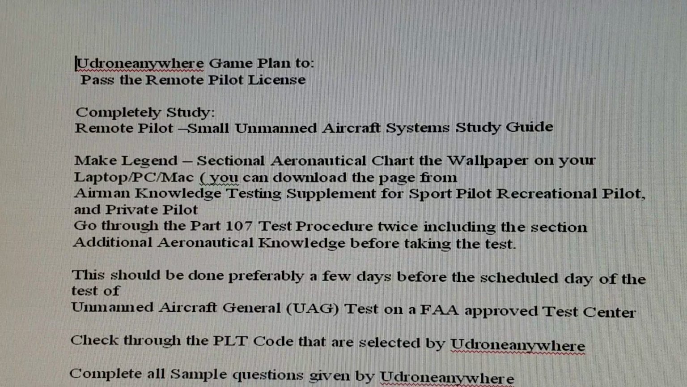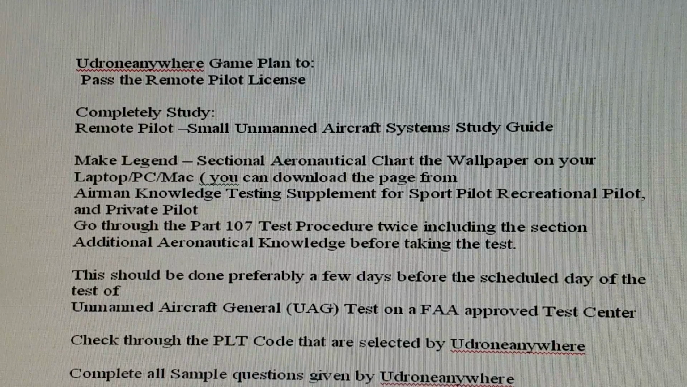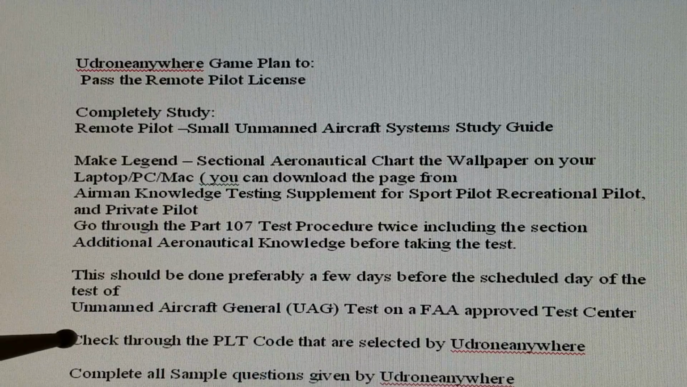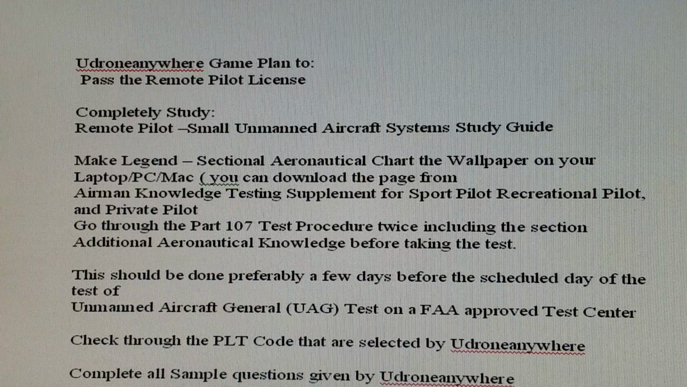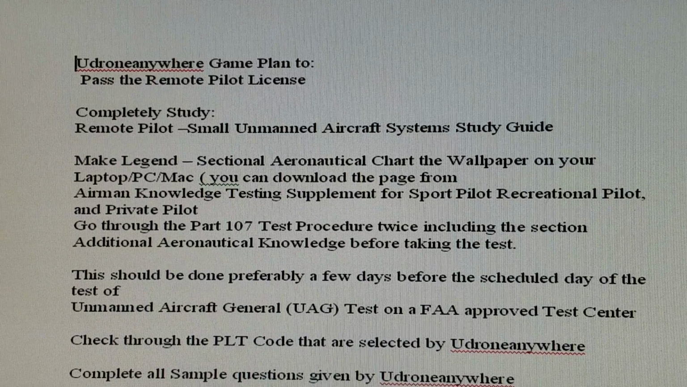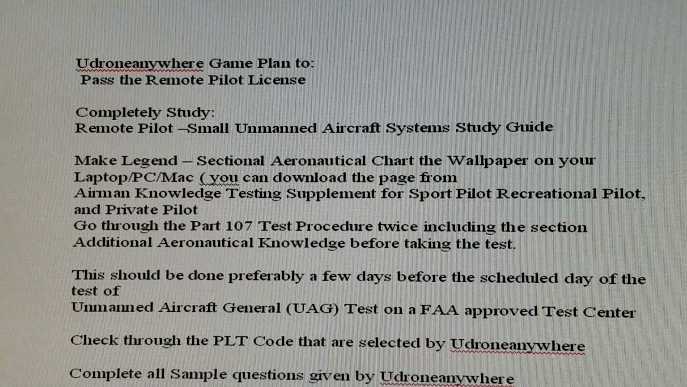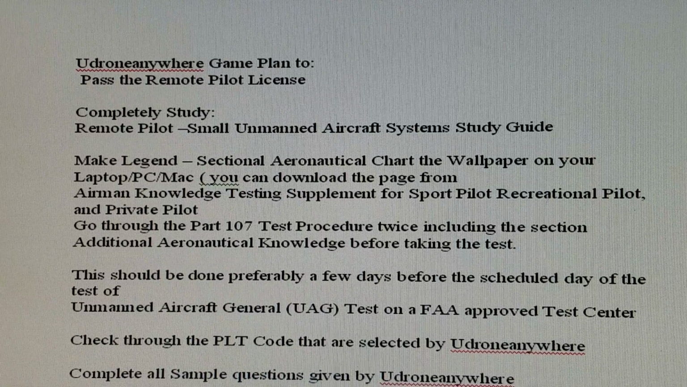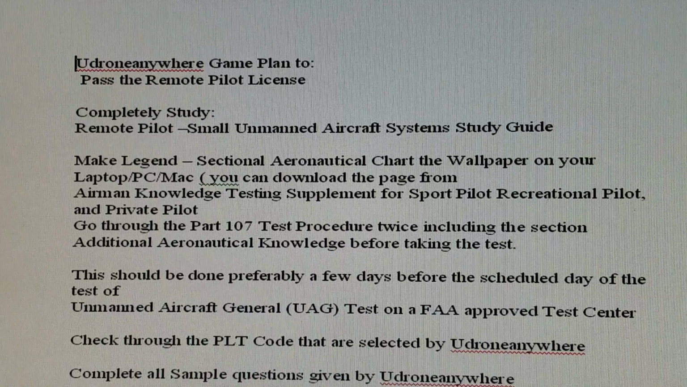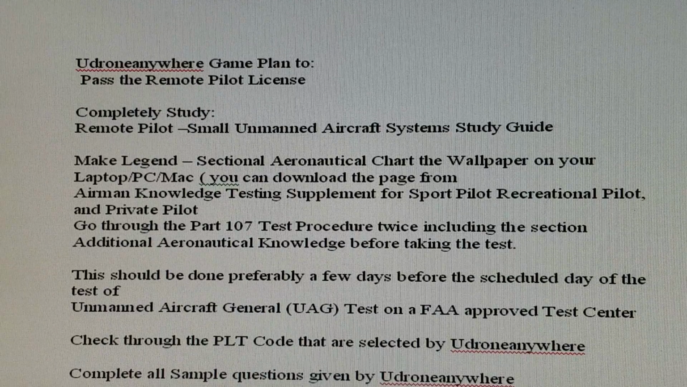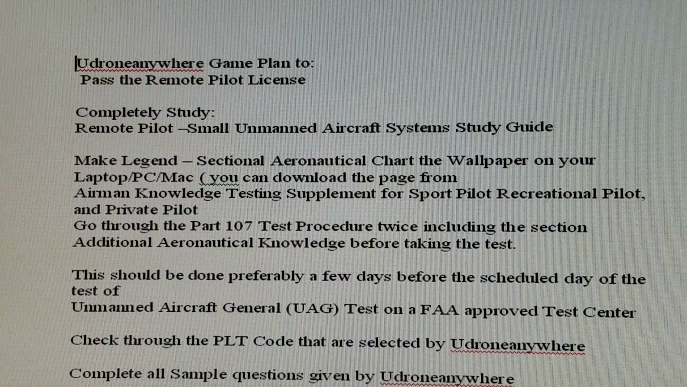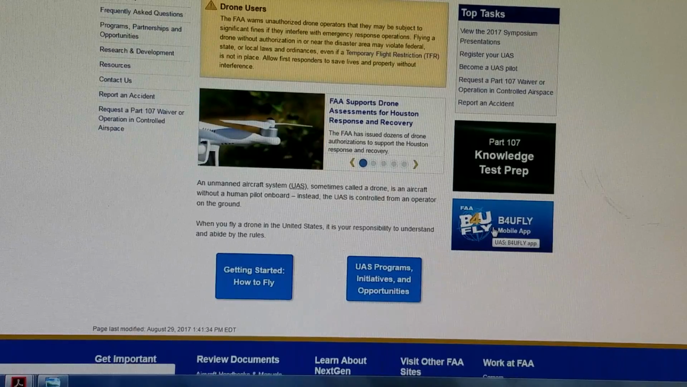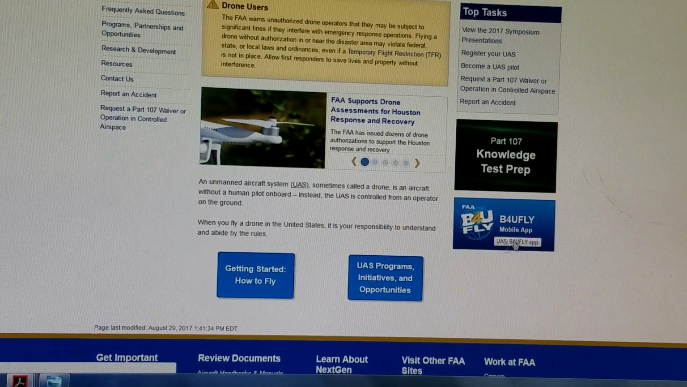approved test examination center. And then before you go there, you should also do the PLT codes that we have put together for you, like 50 codes. In fact, for a general pilot, it's over 600 codes. So we eliminated all that does not apply for a remote pilot and made it much easier for you. And complete all the sample questions given by U-Drone Anywhere, and you should be in very good shape. I would also like you to make a note of this before you fly icon.